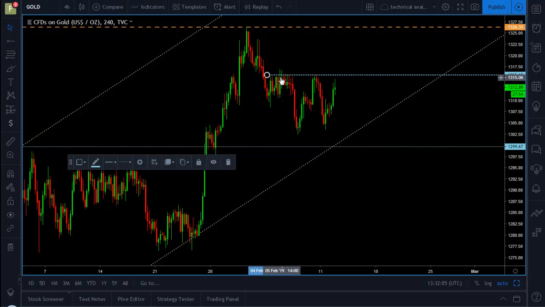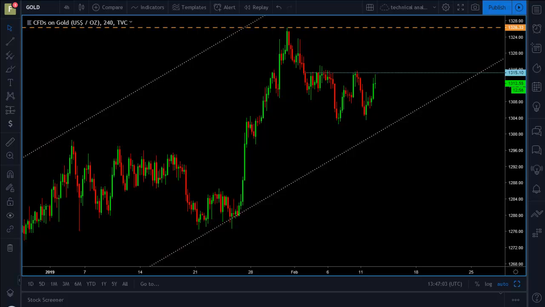We have tested the 1315 level tremendously in the past. Right here, we tested it and couldn't break above, and we came back to test the previous structure high, and then we tested it again on Friday last week. And if we are going to continue this bull run for at least a test of the previous highs at around 1326, we need to break above and close above the 1315 level.